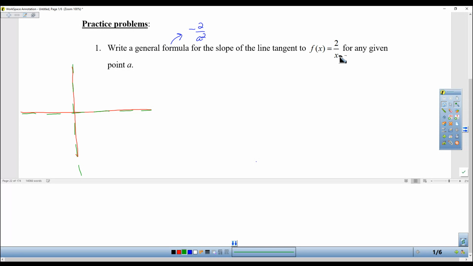If x is equal to 1, you would get 2. If x is equal to -1, you'd get -2. So it's a very straightforward graph. I missed that point. It's okay. All right.